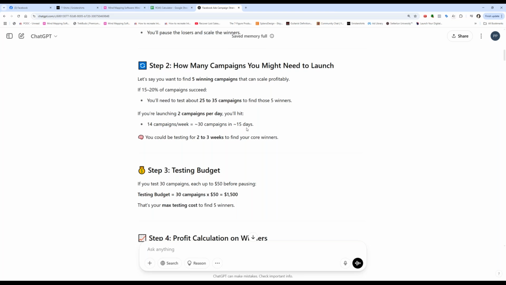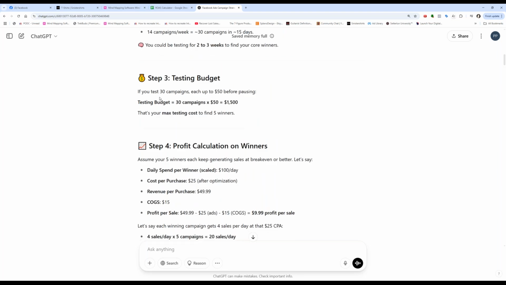So now they say, if you're launching 2 campaigns per day, you'll hit 14 campaigns per week, which is about 30 campaigns in 15 days. You could be testing for 2 to 3 weeks to find your core winners. Step 3, testing budget. If you test 30 campaigns, each up to $50 before pausing, your budget is $1,500. That's your max testing cost to find 5 winners.